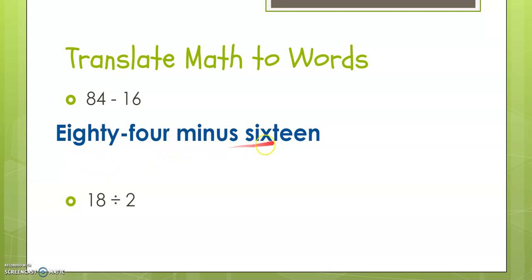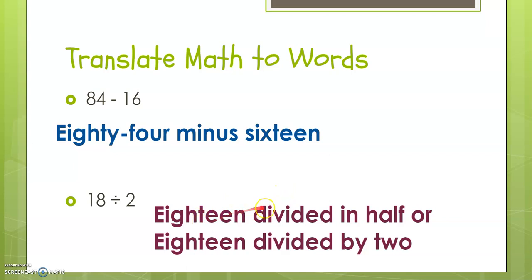84 minus 16. 18 divided in half, or you could also write 18 divided by 2. Notice that you need to write all the numbers into words. So I shouldn't see the number 84 and then the word minus and the number 16. When it says translate math to words, everything needs to be a word.